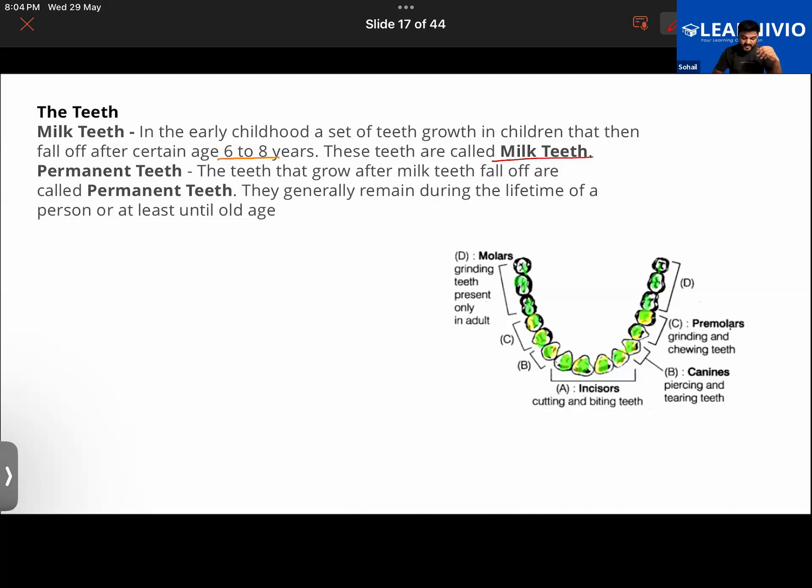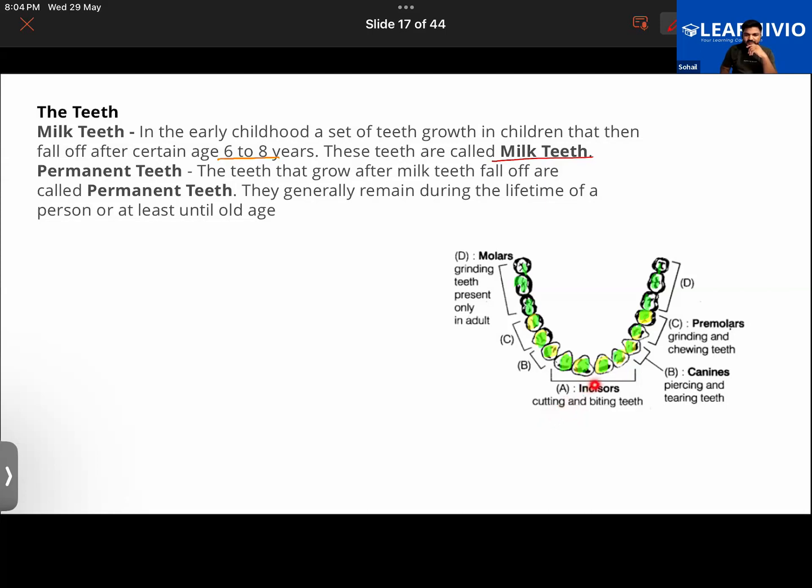Right. Now let us look at the different parts of the teeth and their functions. What role do they have to play? For example, if you look at the image in the slide, the front four teeth are called incisors. Their function is basically to cut and bite the food.